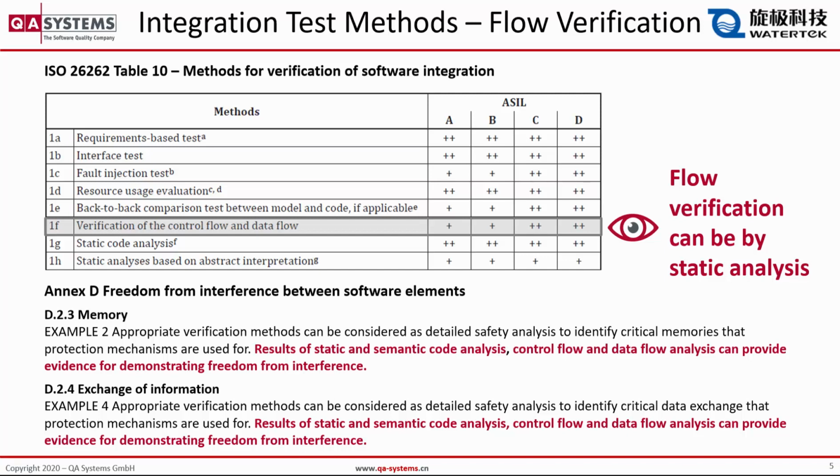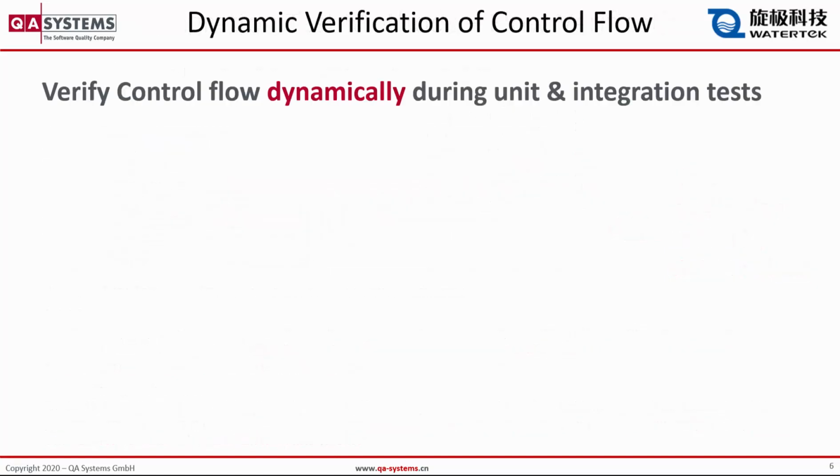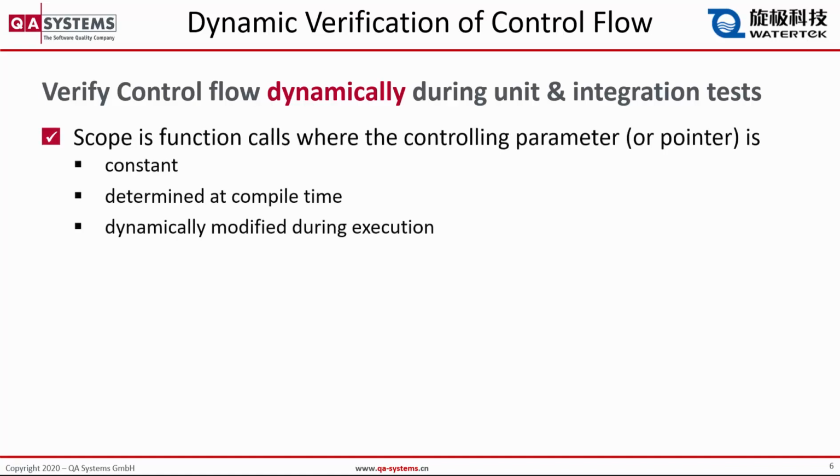This somewhat differs in approach from some of the other safety critical standards, such as the avionics standard, where control flow and data flow analysis must be done during dynamic testing. However, within the ISO 26262 standard, verification of the control flow can be undertaken dynamically during the unit and integration test phases. The scope for the analysis is function calls, where the controlling parameter or pointer is fixed or dynamic.